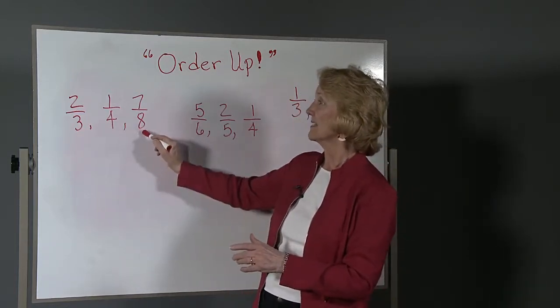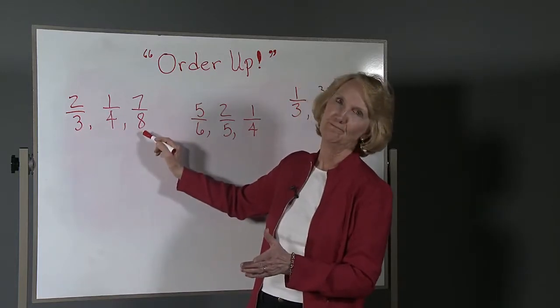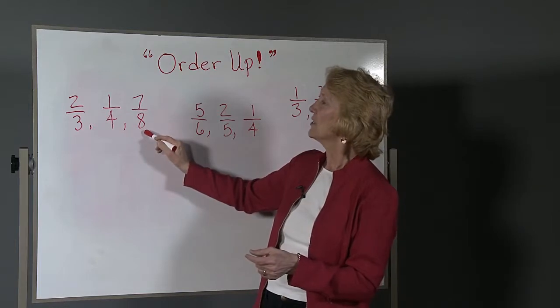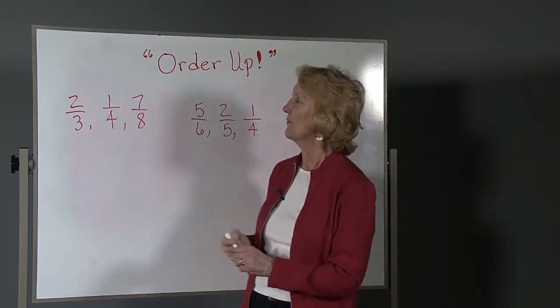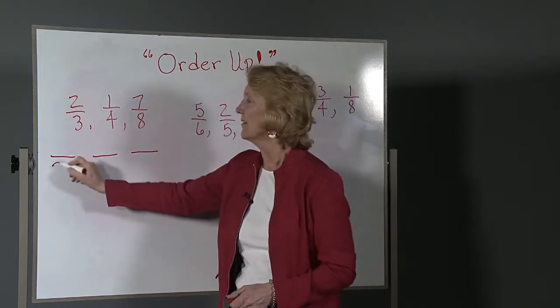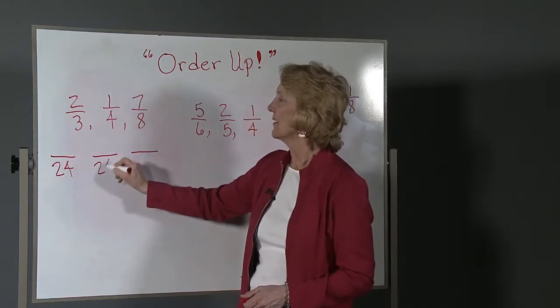You look at the biggest. Can these go into it? No. Double it to 16. Can these both go into it? No. So you triple it. Can these both go into 24? Yes. So that becomes the common denominator, 24.